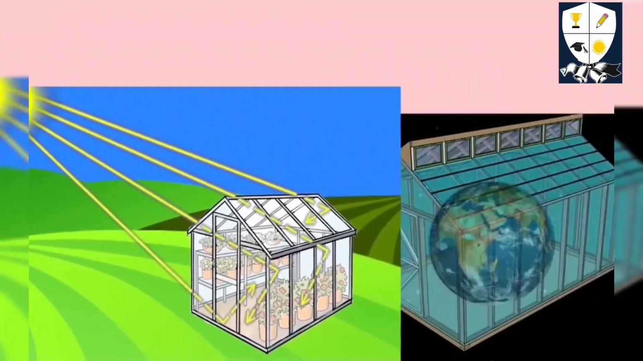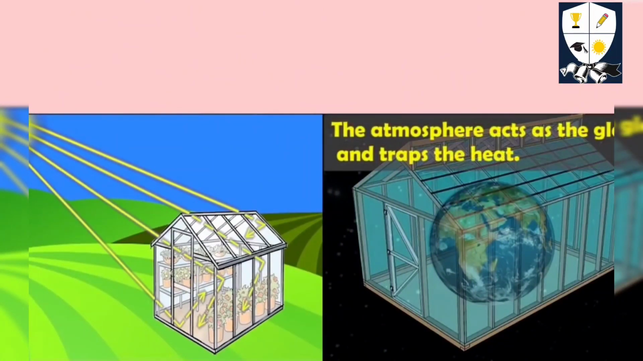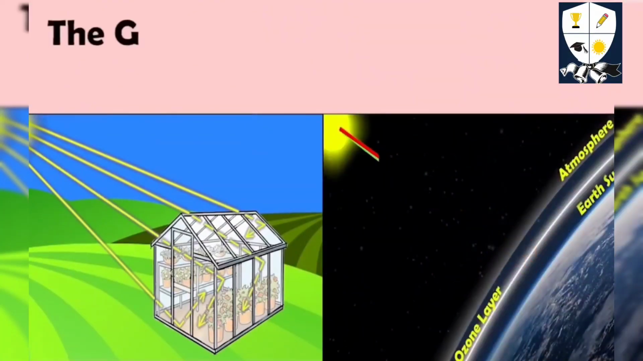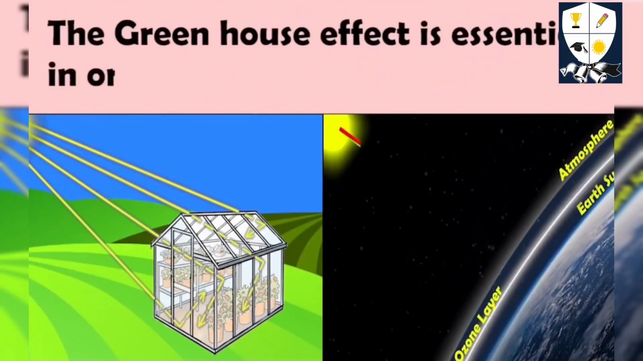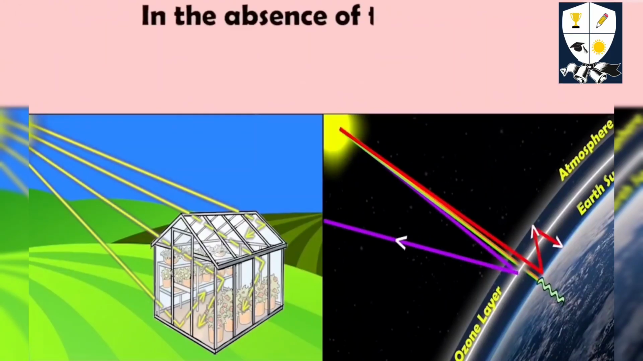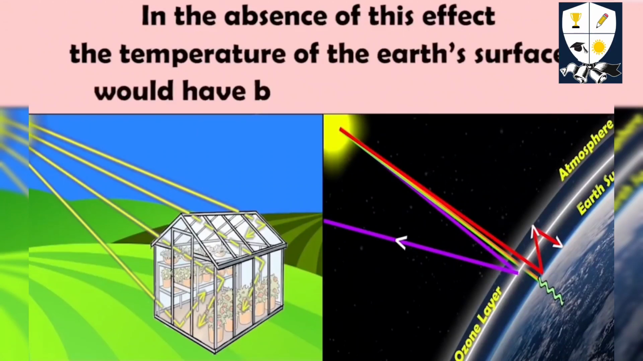Now consider our planet Earth. The atmosphere acts as the glass and traps the heat. The greenhouse effect is essential in order to keep our planet warm. In the absence of this effect, the temperature of the Earth's surface would have been -20 to -40 degrees Celsius.